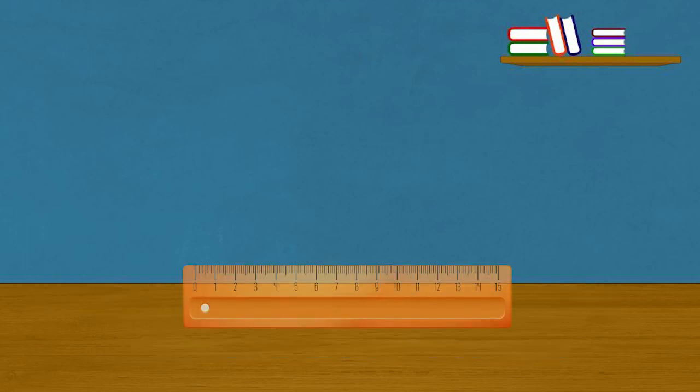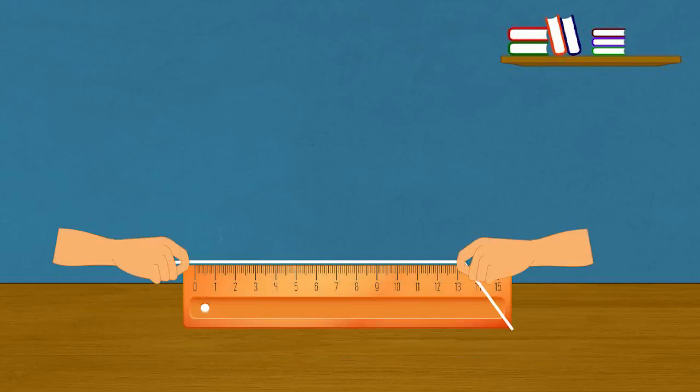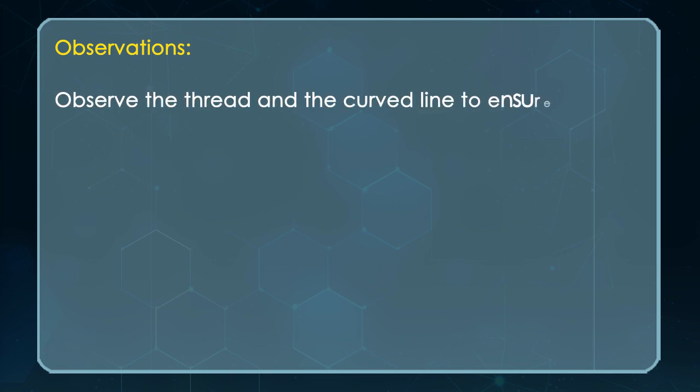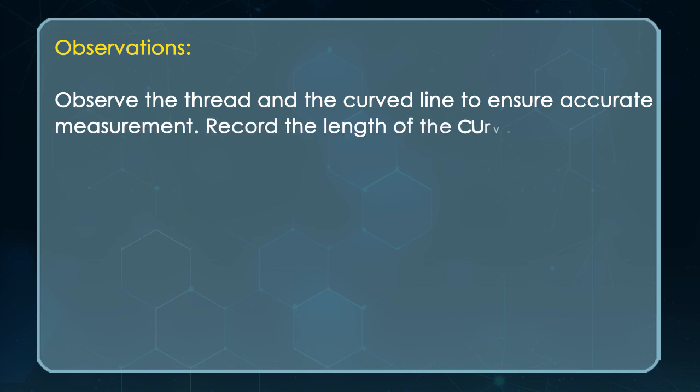Stretch the thread along a meter scale. Measure the length between the knot in the beginning and the final mark on the thread. Record the length as the length of the curved line AB. Observation: observe the thread and the curved line to ensure accurate measurement. Record the length of the curved line AB.